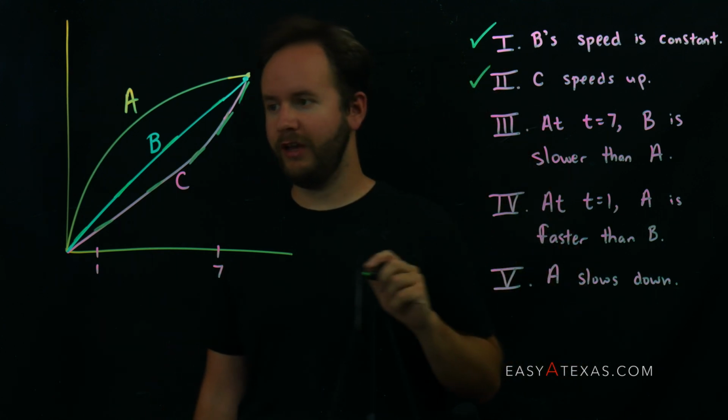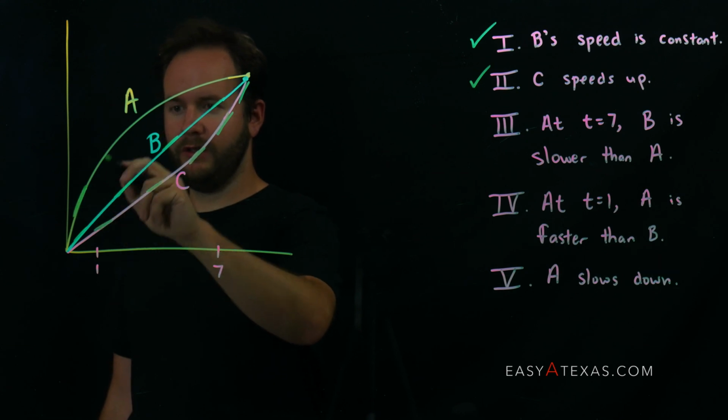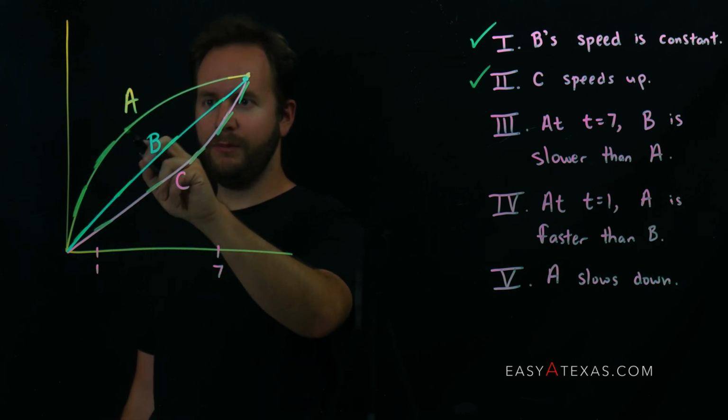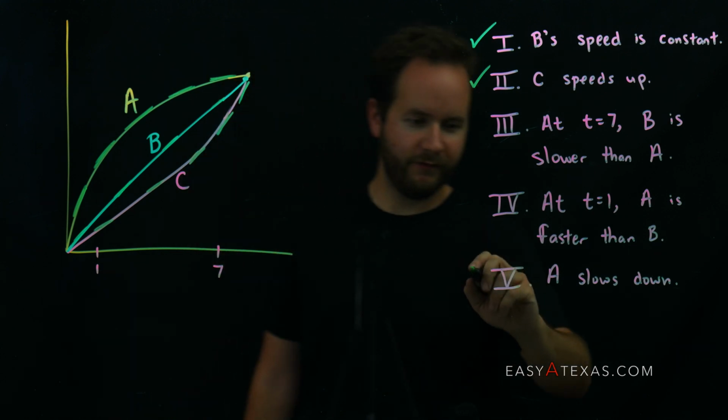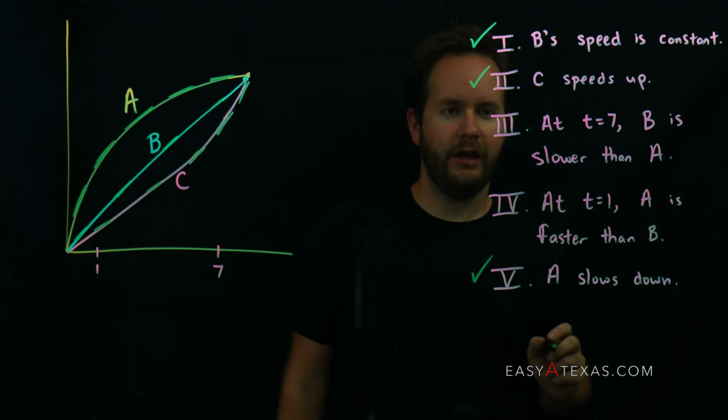It says that A slows down during the race. So initially, runner A's velocity is very steep. We have a steep slope, but then it starts to level off and become relatively flat. So 5 is true. Now we're down to answer choices 3 and 4.